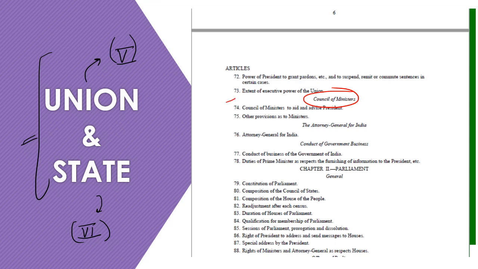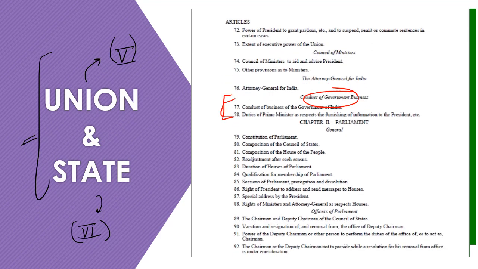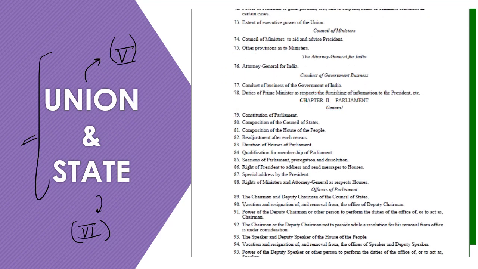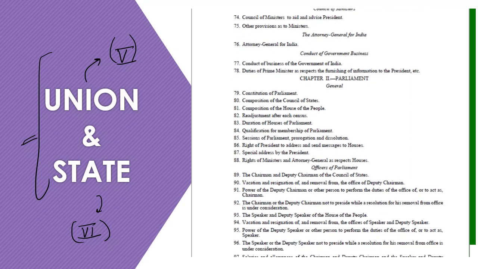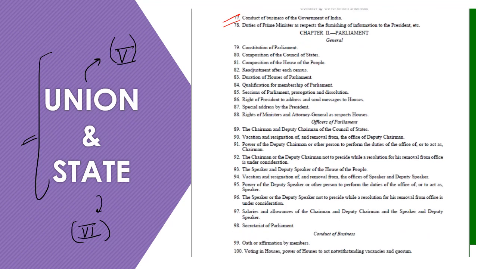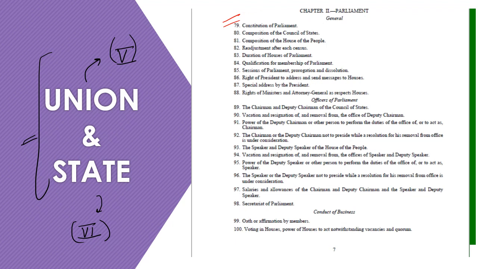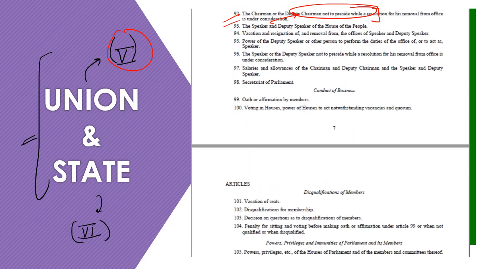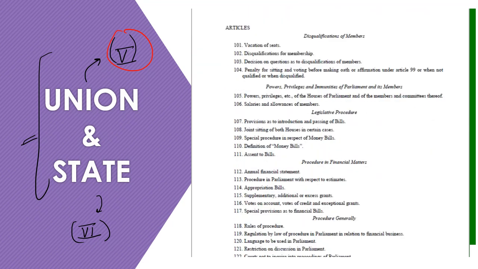And the Council of Ministers basically talks about the cabinet ministers as well as the prime minister. So 74, that's where you see that. Scrolling further, you see chapter 2, again within part 5. This is the parliament. So it talks about the parliament. The parliament is basically the legislature.